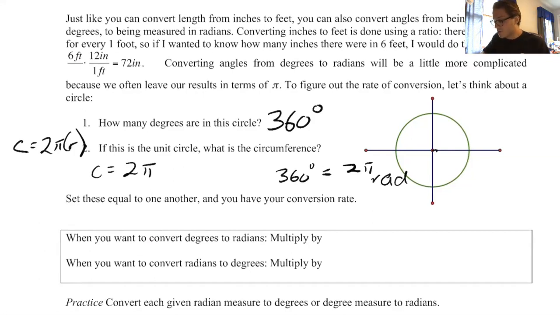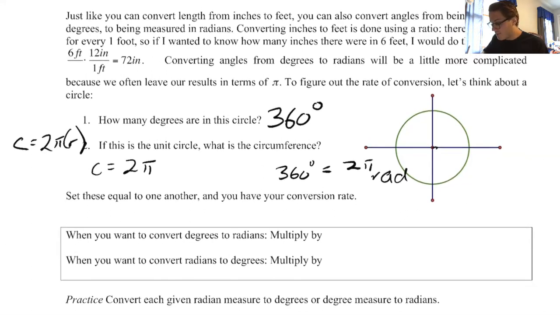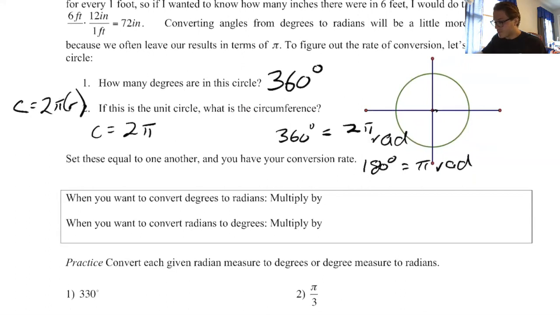And so we can cancel out a 2 from both of these, or in other words, there's 180 degrees in pi radians, right? And there we would have our conversion factor. It's weird to think about it like this, 180 degrees equals pi. So we normally write them as a ratio here. So let's think about this.